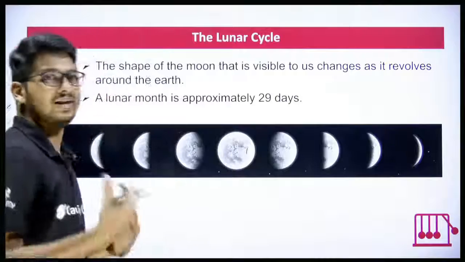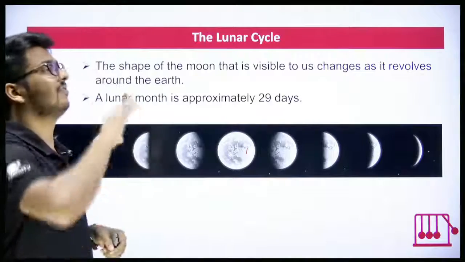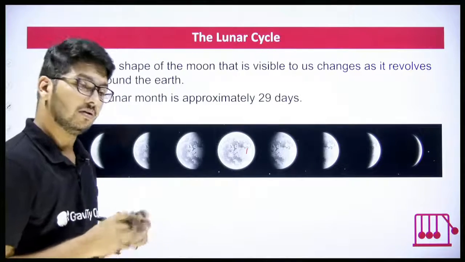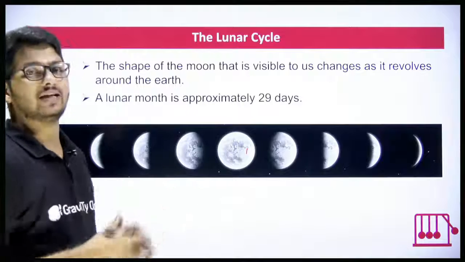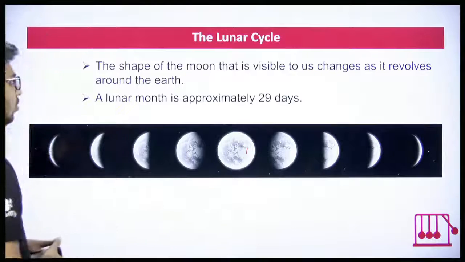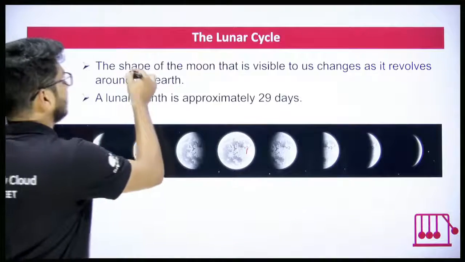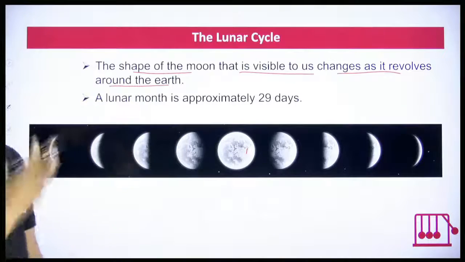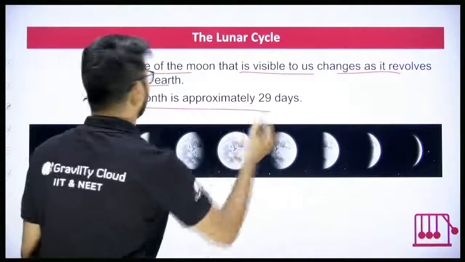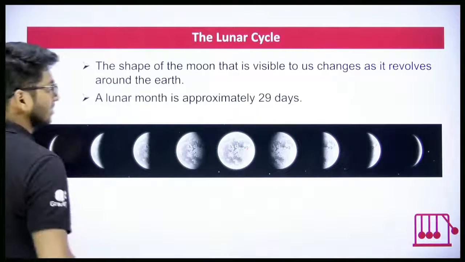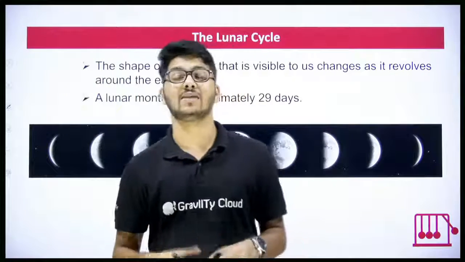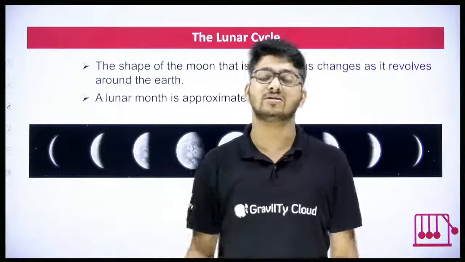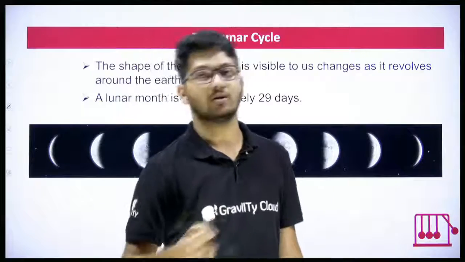So for the moon to repeat itself, you are seeing one moon today, and after approximately 29 days, you will see the same moon. It keeps on happening, so we call it a lunar month. The shape of the moon that is visible to us changes as it revolves around the earth. And a lunar month is approximately how many days? 29 days. So people also used to measure time in terms of lunar months: 1 lunar month, 2 lunar months, 3 lunar months, and so on.